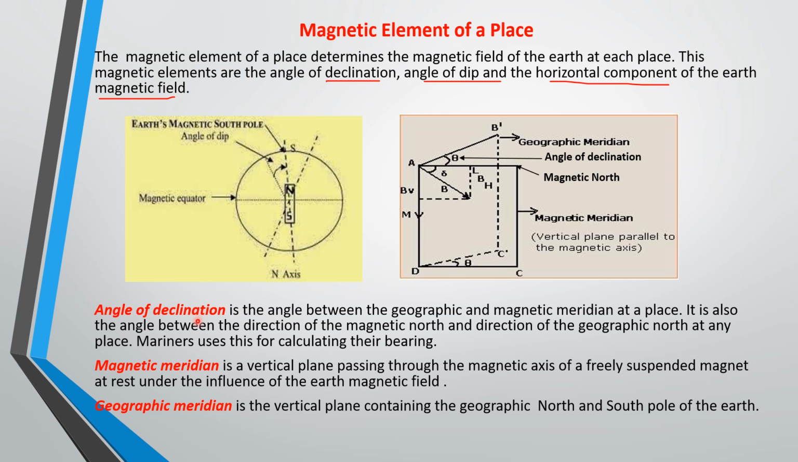So all these ones plus the angle of dip and horizontal component of the Earth make up the magnetic elements of a place. Okay, so these are some basic terms that we need to take note of when we are discussing the magnetic field of the Earth.